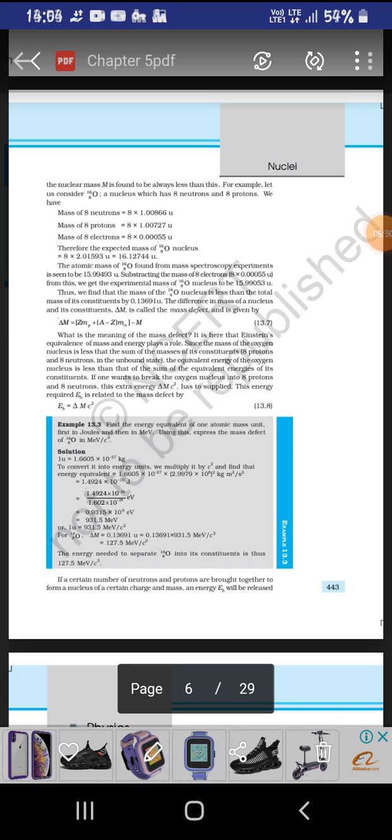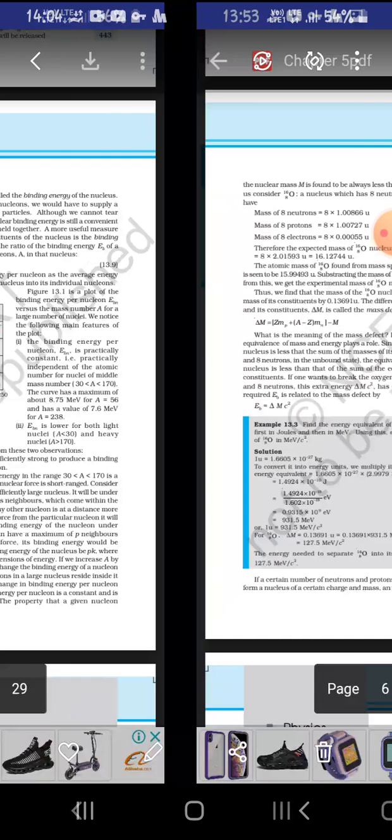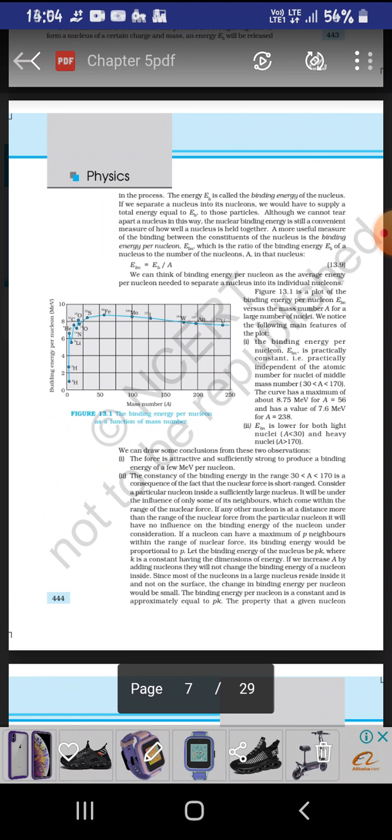the equivalent energy of its constituents is more. So we find that the energy required, E0, is related to the mass defect by E0 = delta M c square. Therefore this energy is called the binding energy of the nucleus. It is the binding energy, and E0 is the total energy of the nucleus. So let us know about the features of it.